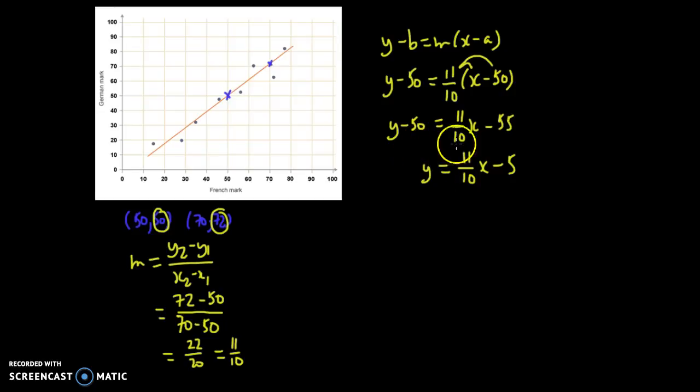subtract 5. Now this is in terms of y and x, which most of you tend to like working with, but we have our scatter graph in terms of French and German marks, so you can just change that at the end. So we've got the French marks along the x-axis, and the German marks along the y-axis. So I'm going to replace y, we'll just call that big G for German, and x we'll call big F for French. So that is the equation of your line of best fit. Goodbye, and thanks for watching.